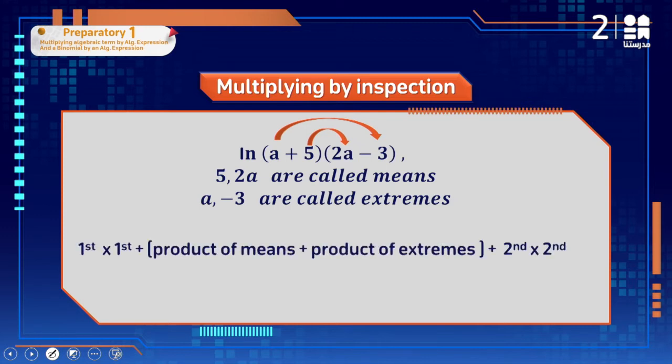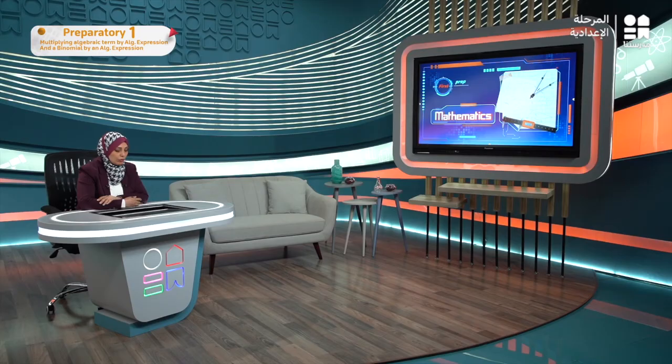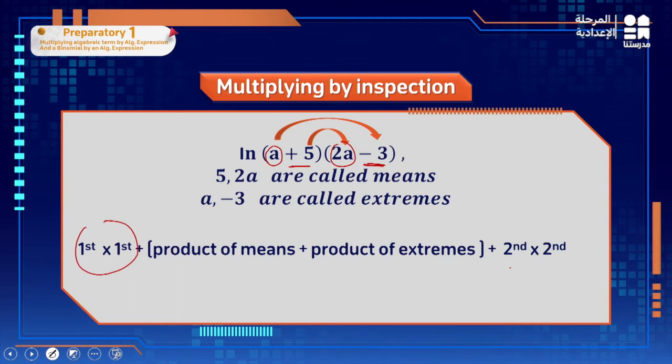To multiply by the inspection way, we have to multiply the first times the first. Here this is the first times the first. Then move to the third term to multiply second by second. I'm going to underline it. Second by second. 5 is the second term from the first expression, and negative 3 is the second term in the second expression. So second times second.